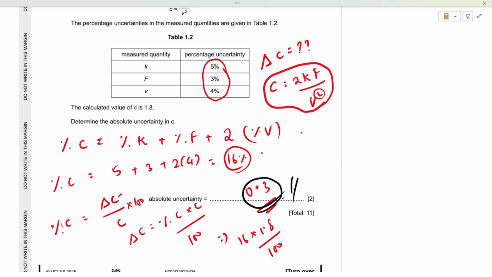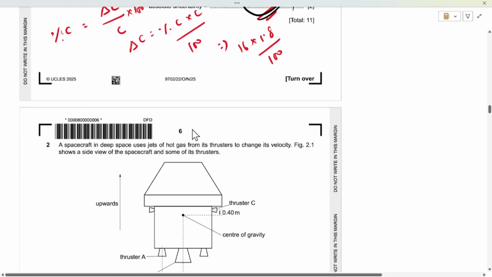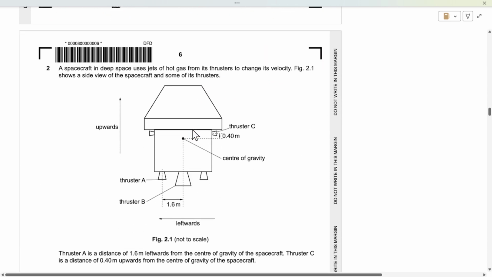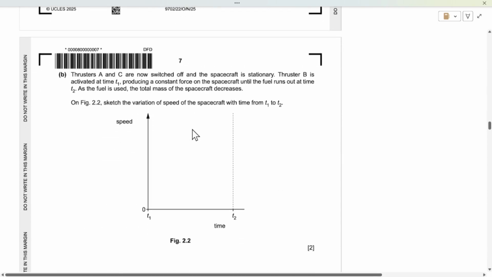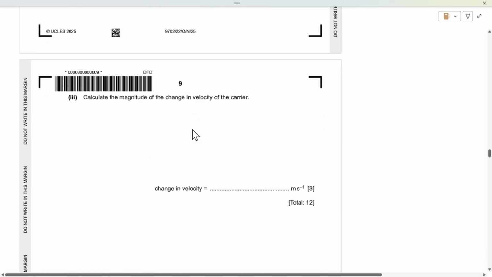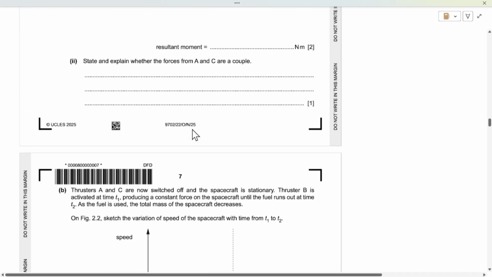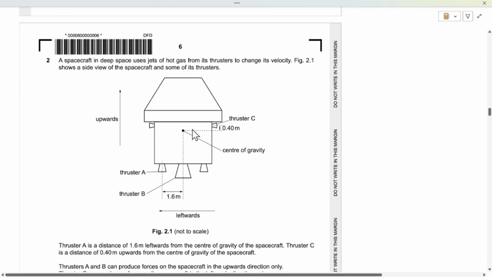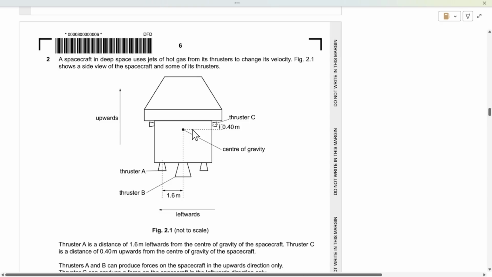Going for the next question. Okay, so this is the second question, which is carrying nearly 12 marks in total. So total 12 marks, and it's about a spacecraft in deep space that uses jets of hot gases from its thrusters to change its velocity. This is the figure.